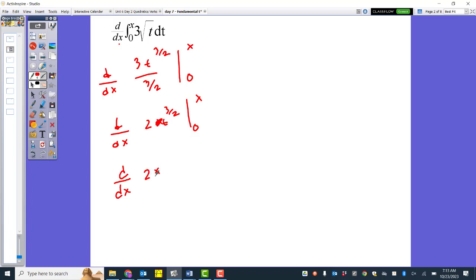So we have 2x to the 3 halves minus 2 times 0, which is just 0. So we're just left with this. And now we're doing the derivative of this. So we'll pull down the 3 halves. We'll have 3x to the 1 half. And that's it. There's our derivative of this integral.